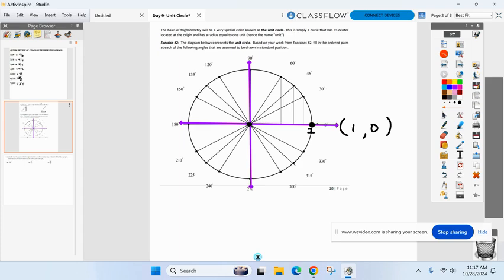Everyone ready for 90? Remember, that's 0. How long are all these radii? 1. So what's that point? 0, 1. Well, 1, 0 is right here. 1, 0 is not an option anymore, anybody. What's this one now? 0, 1 at 90.